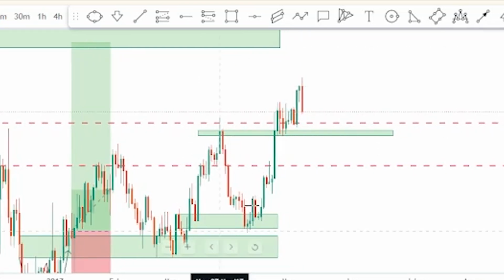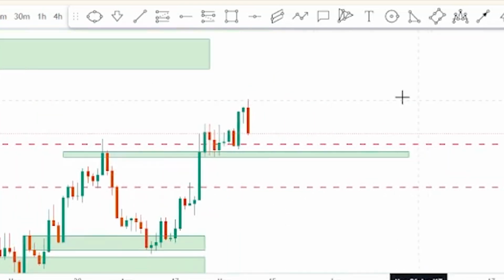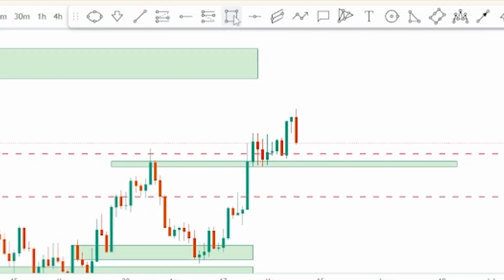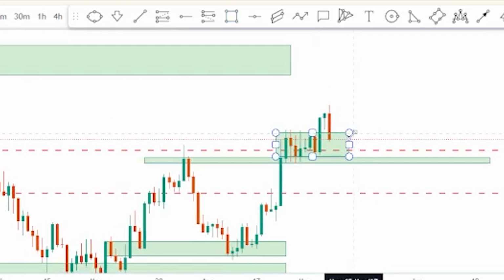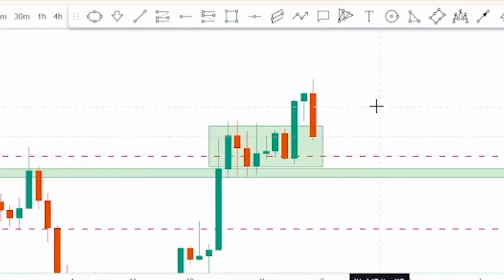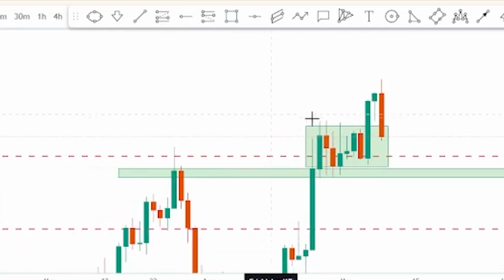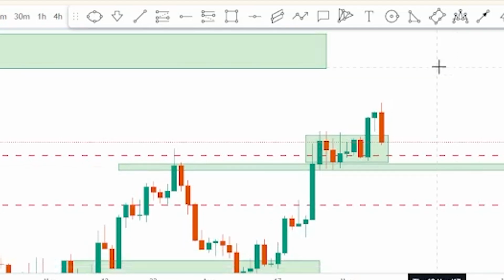Okay, now we have the formation inside here of this chart pattern, which is a continuation. This is a rectangle, which means we are expecting the market to continue moving to the upside.